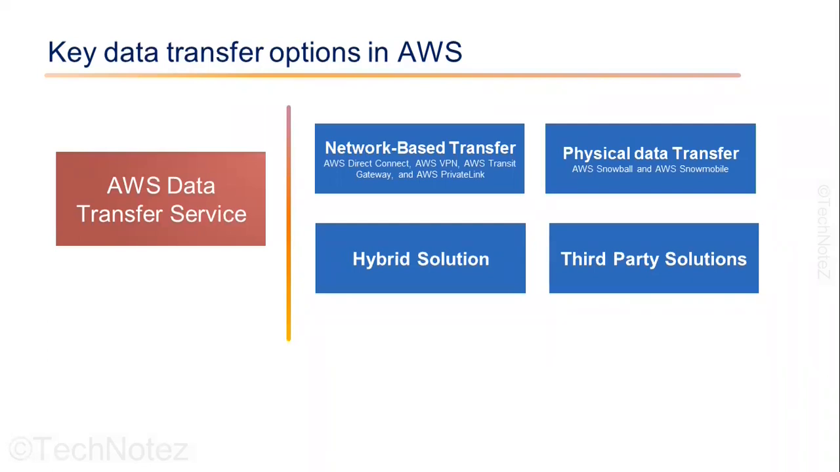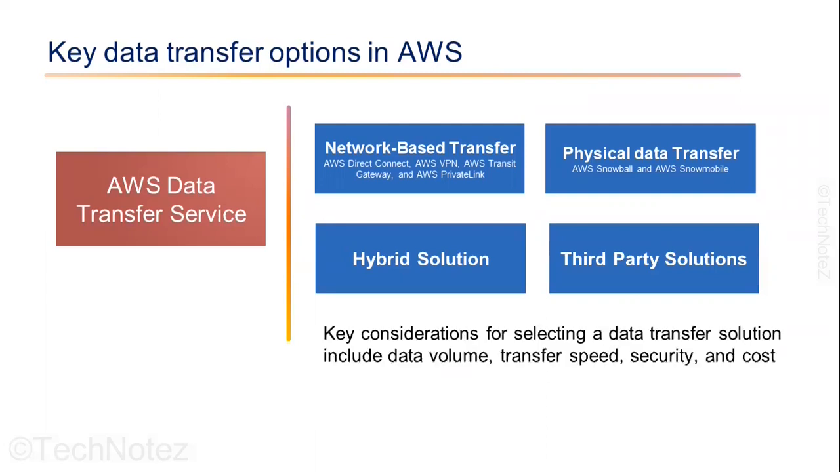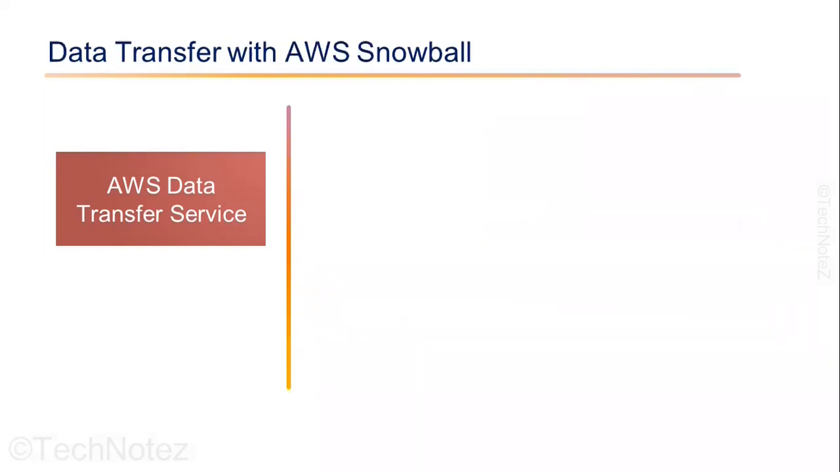When you select the best data transfer option from on-prem to cloud, there are certain key considerations for selecting a data transfer solution that include data volume, transfer speed, security, and cost. So based on these parameters, you can select which data transfer option is best for you. Let's talk about data transfer with AWS Snowball.